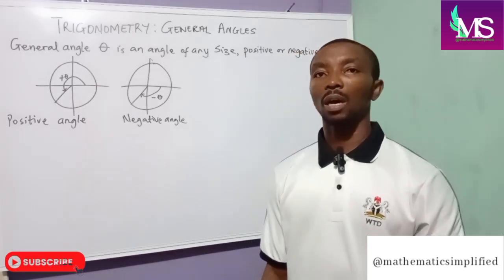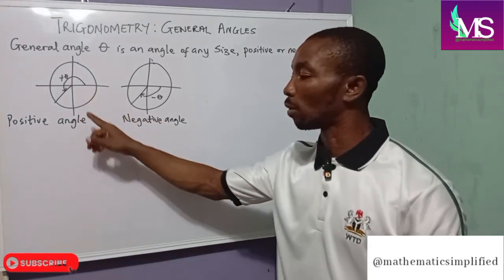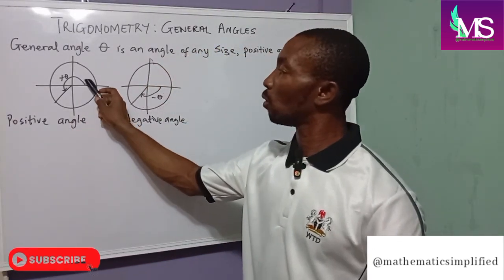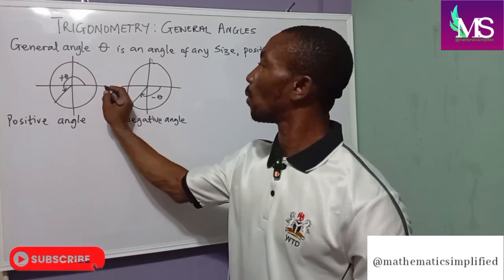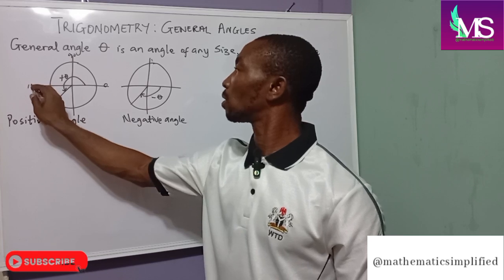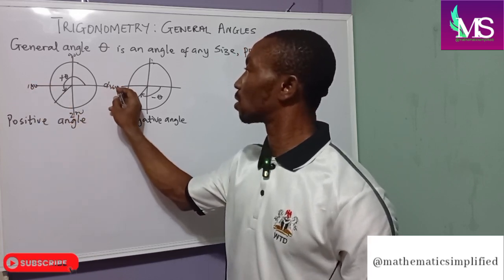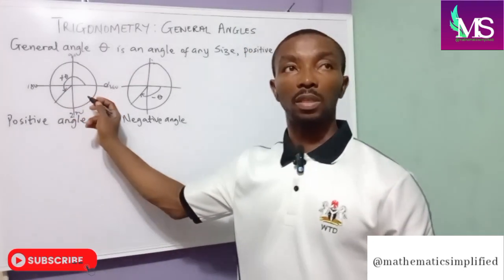Now in calculating our general angles, for the positive, starting from 0, we will move anti-clockwise. Okay, so this becomes our 0 degrees, 90 degrees, 180 degrees, 270 and 360. So we go anti-clockwise to calculate our positive.